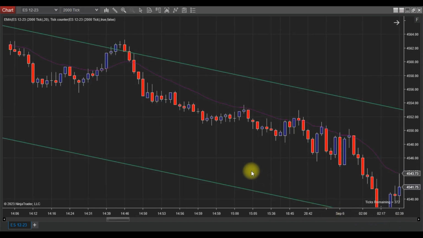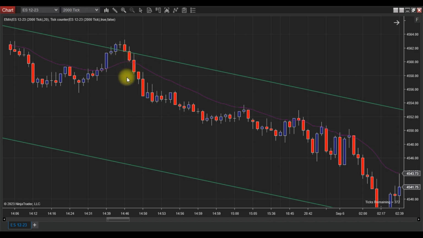Let's look at a few more examples here. Let's look up here. This gray doji. Is it an inside bar or an outside bar? It's an outside bar. It went above the previous bar's high. Following bar, outside bar. Following bar, outside bar. Next one, outside, outside, outside.